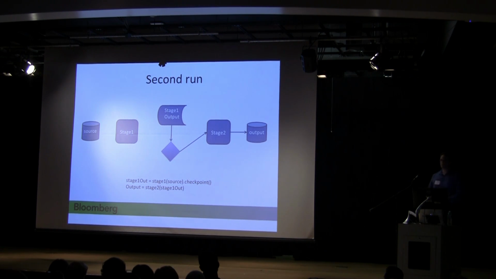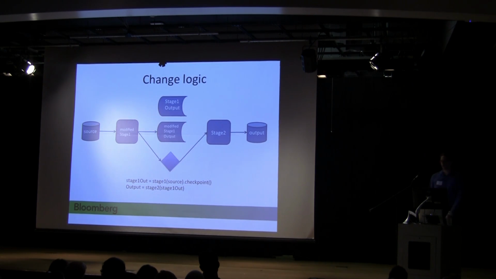The second time, we don't want to run stage 1. We just want to load the output that we already saved and run stage 2 over it. And if we happen to change stage 1, we want to make sure that we're saving to a new place. We're recomputing things, because we have a change in logic, so we have to do the computation fresh. And we want to disregard the previously saved output and feed the new output into stage 2 and save it.